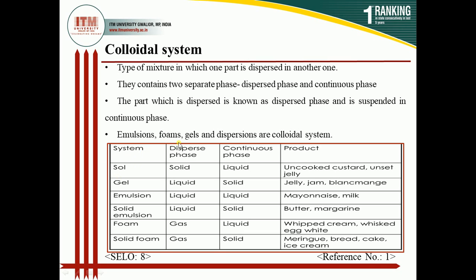As I have said, the systems are sol, gel, emulsion and foam. Emulsion is also bifurcated into solid emulsion, and foam is also bifurcated into solid foam. So what does continuous phase mean? It is already present in the food matter, and dispersed means we add this medium. In sol, the products are such as uncooked custard and unset jelly.